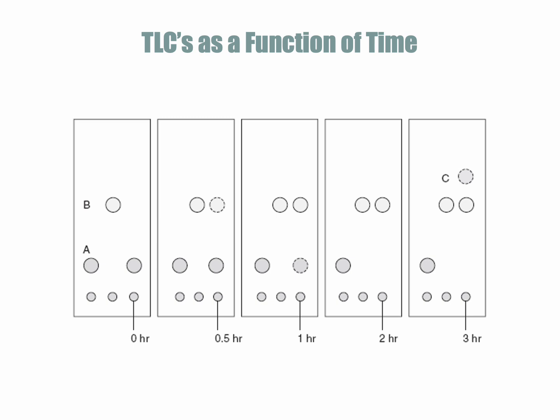After an hour, our beginning spot is decreasing a little bit and our product spot is becoming more prominent. And then after 2 hours, we see that our starting material is gone and we have made a new product. And if we let it go for 3 hours, it looks like we are starting a new reaction and we're making some kind of byproduct. And so it looks like the ideal time to stop this reaction would be after 2 hours.